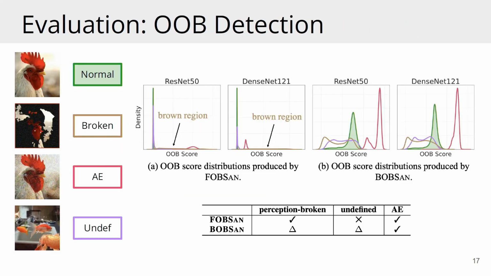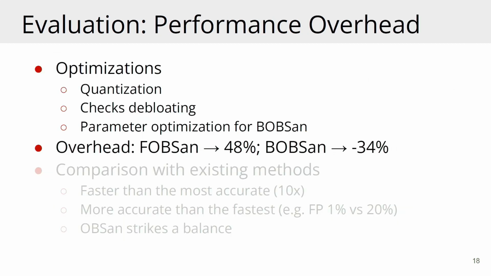But overall, we can report that OBSan provides very high capabilities to detect AE, and it also has very low false positives, meaning that it seldom interrupts the use of normal users. In terms of performance overhead, we have three optimization schemes to lower the overhead of OBSan. There are quantization, security checks debloating, which is the removal of unimportant checks inserted by OBSan, and also parameter optimization, which is specifically designed for BOBSan.